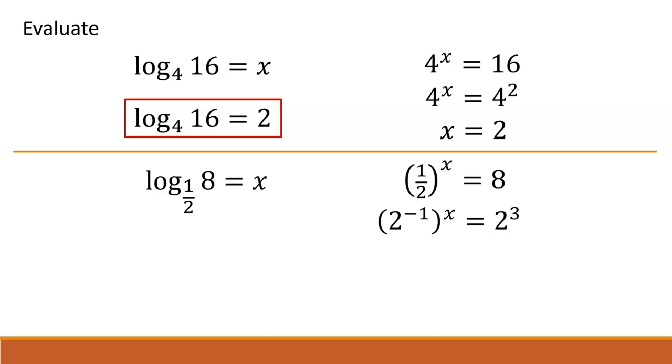1/2 is the same thing as 2 to the negative first power, and 8 is the same thing as 2 to the third power. Now we'll use a property of exponents on the left side. Because we have a power to a power, we can multiply the powers and say that 2 to the negative x equals 2 to the third power.